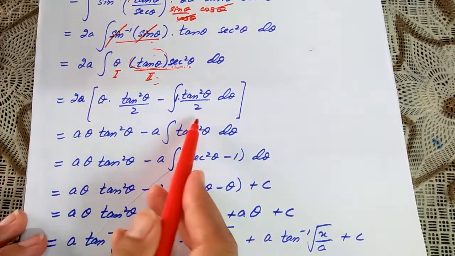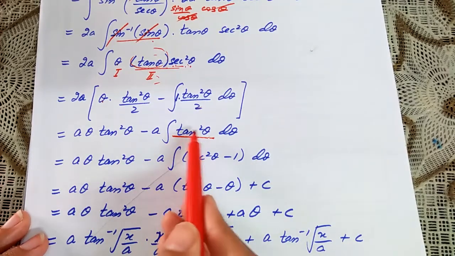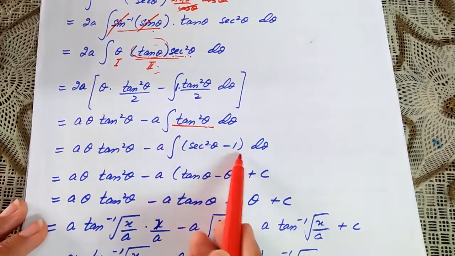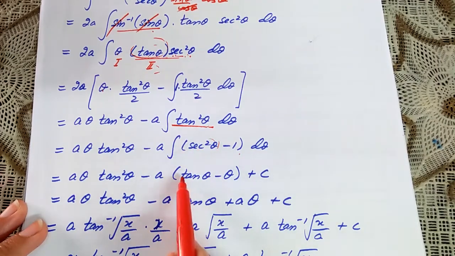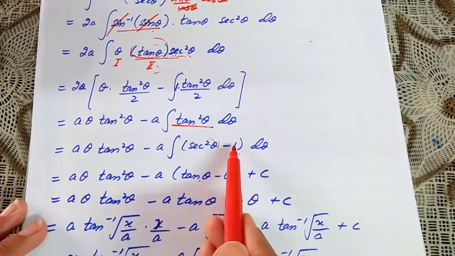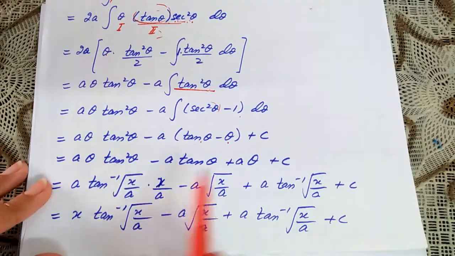Open the things, just simplify it. We will get this integral here. This can be opened as secant square of theta minus 1. And if we take its integration, secant square of theta will give us tangent theta and integration of 1 will give us theta. Open all these terms, simplify them.